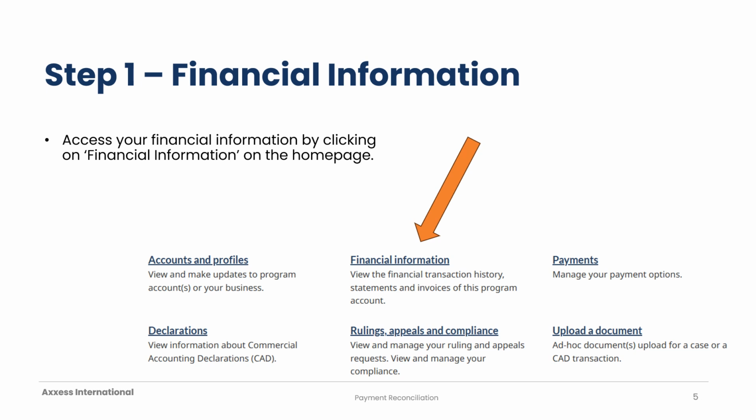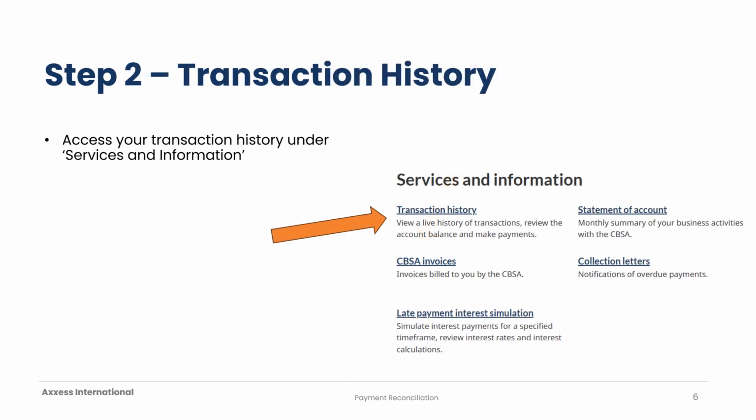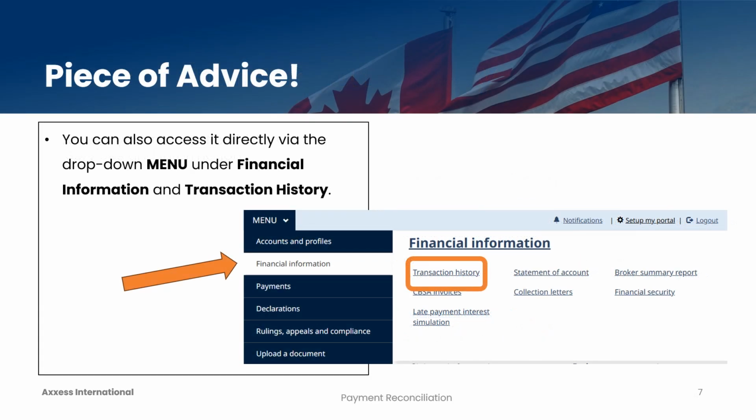The first step is to access your financial information. From the home page, simply click on Financial Information. Then, you will want to access your transaction history. Under Services and Information, click on Transaction History. Take note that you can also access directly from the drop-down menu under Financial Information and Transaction History. You will find the menu button on the left-hand side of your screen.